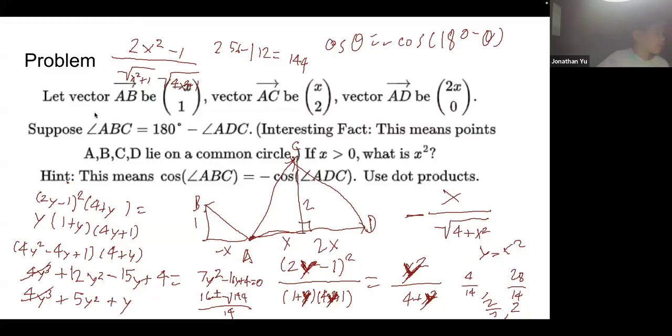If we plug in x equals root 2 back into this equation, this becomes 3 over root 3 times root 9, which equals 1 over root 3. But this is positive and this is negative, so they can't be correct. So x squared equals 2 is incorrect. So the answer is y equals x squared equals 2 over 7. So yeah, very complicated problem.